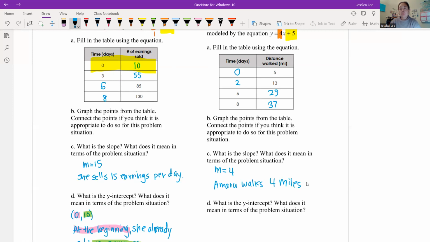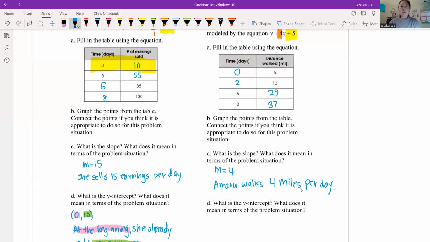Per how many? Per day. So you need to say something about per or each or every. So, walks 4 miles every day, per day, something like that. You can't just say Amara walks 4 miles because that's not a rate. That's not the slope. Okay, slope is a rate, how much he's doing something per every day.